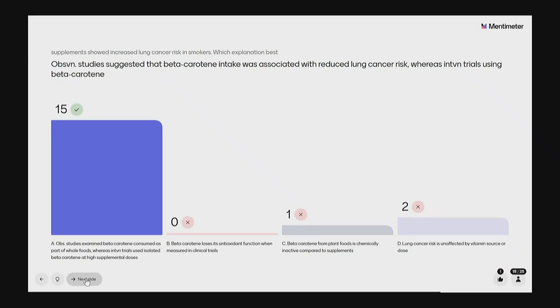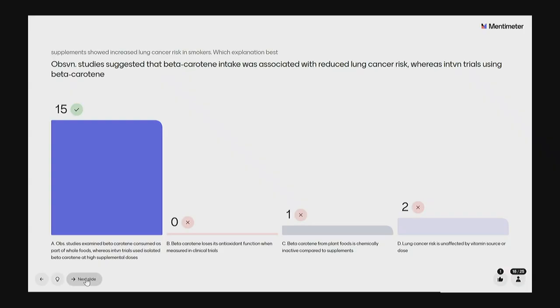So the correct response here is that observational studies examined beta carotene consumed as part of whole foods. Typically in observational studies, you're collecting information, perhaps with food frequency questionnaires. This is people's typical diets, and vitamin A intake is assessed from that. So it's part of what they eat and not usually from supplements, right? In intervention trials, very often supplements are provided for a group of people, and they are compared to the control who are not given those supplements.